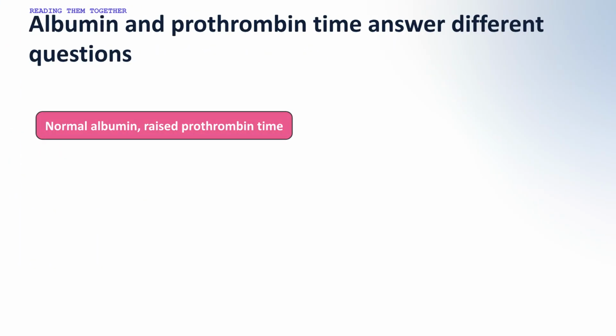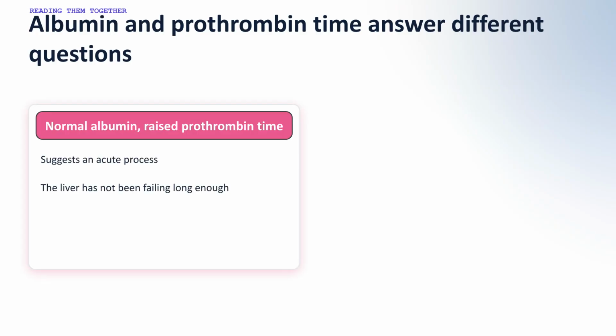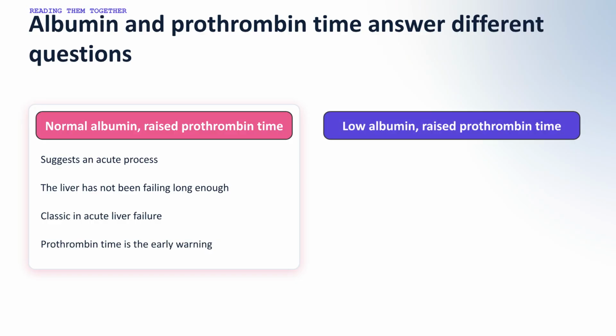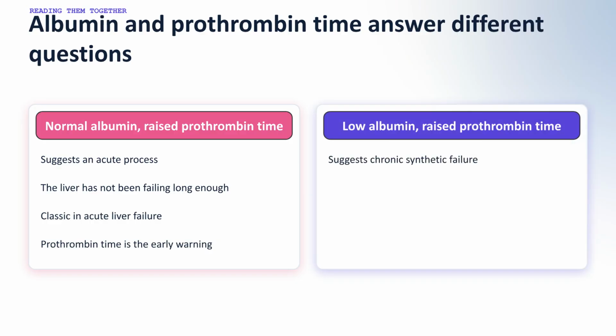A normal albumin with a rising prothrombin time suggests an acute process. The liver has not been failing long enough to deplete the albumin pool. That is the picture in acute liver failure, and the prothrombin time is your early warning. A low albumin together with a raised prothrombin time suggests chronic synthetic failure over weeks or longer. That is the picture in cirrhosis, and you should be looking for the other stigmata.